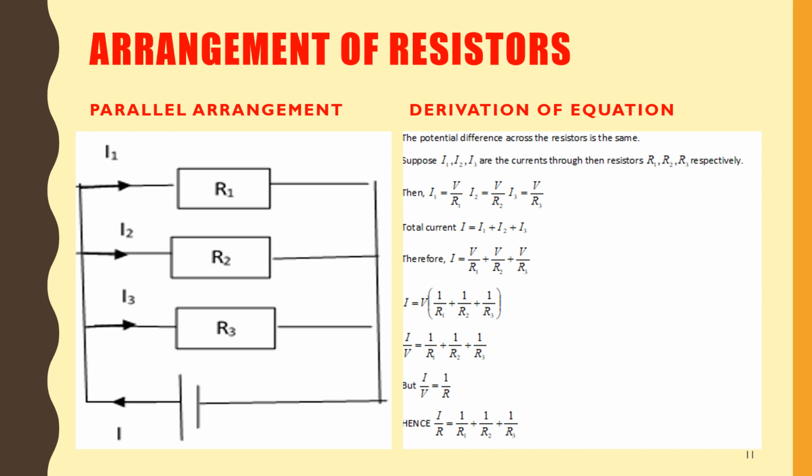If there are just two resistors, then you would remain with 1 over R equal to 1 over R1 plus 1 over R2, which becomes R equal to R1 R2 over R1 plus R2, which is the same as the product of the resistances divided by the sum of the resistances. So that is how you express the effective resistance for resistors in parallel.